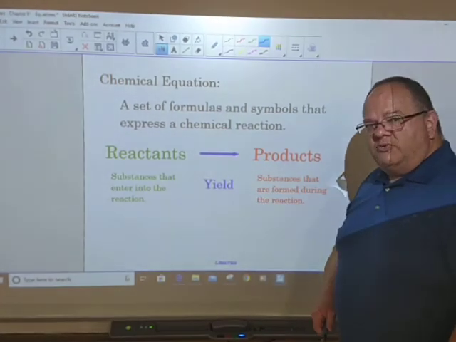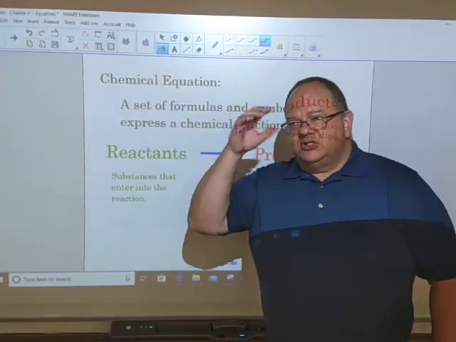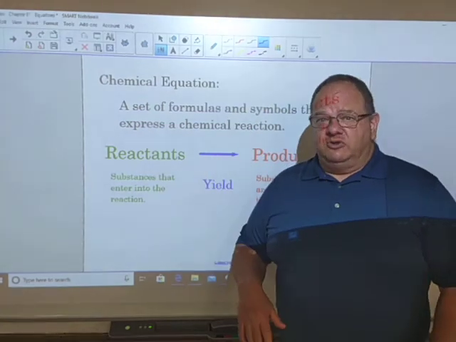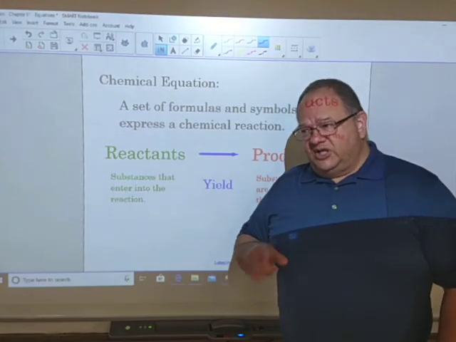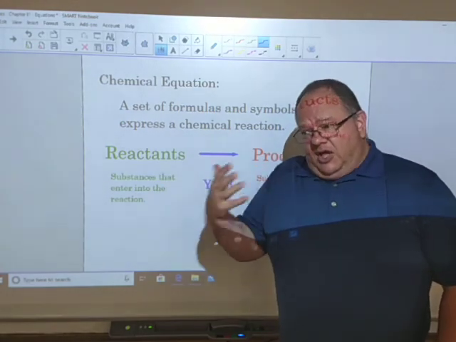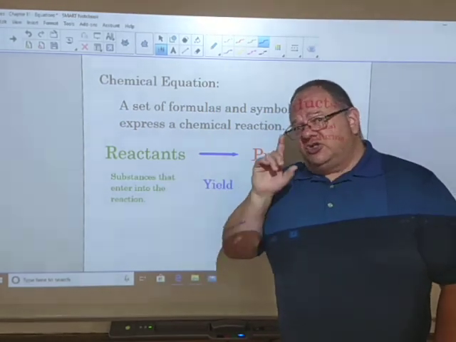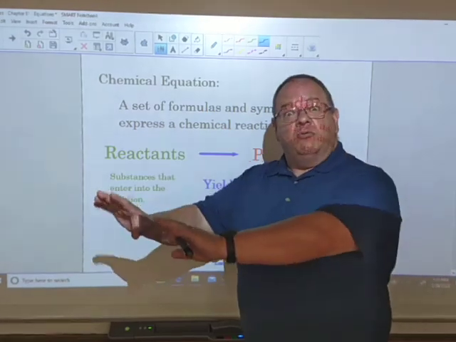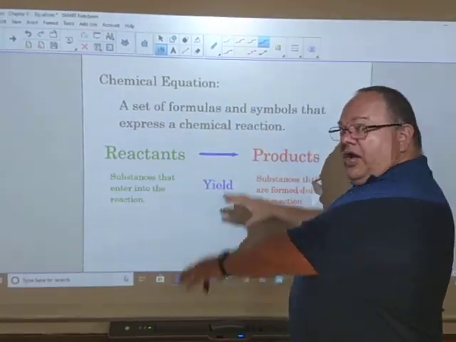The arrow is represented as yield. Now, yield, some people in driving think that yield means slow down. No, what yield means is to give way. You got to give way to somebody else. If you're looking at a yield sign, or if you're in a situation which requires you to yield, you have to give way. So we say reactants give way to products.